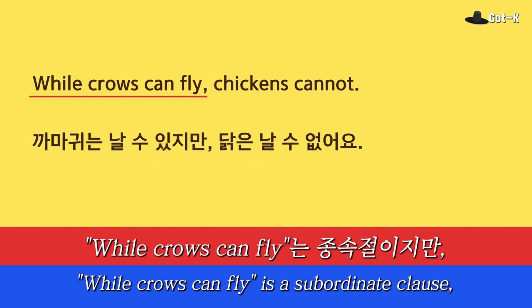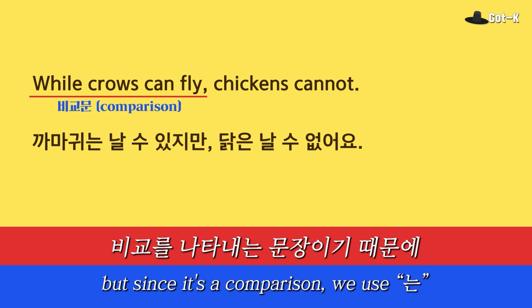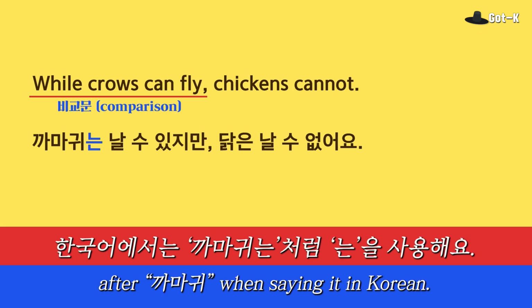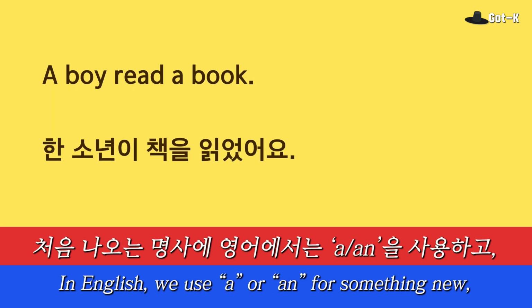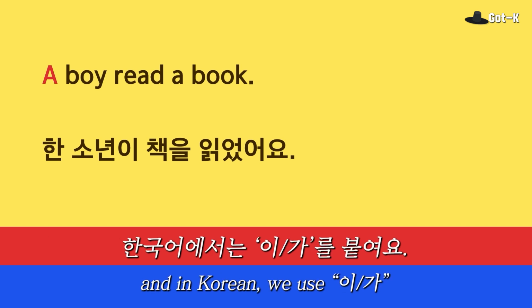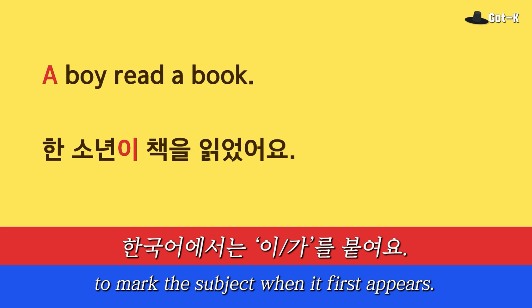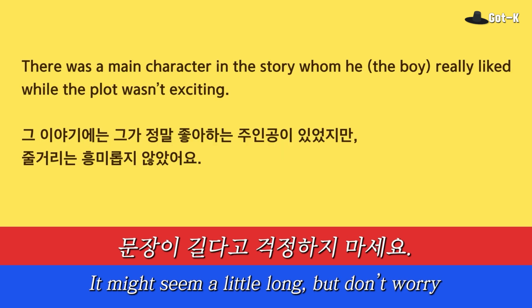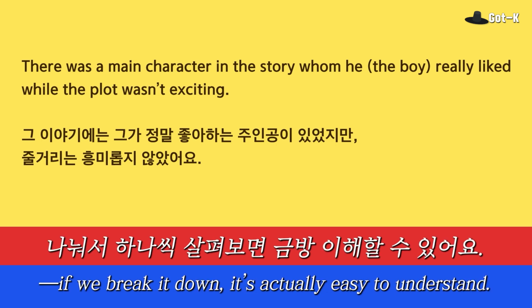While crows can fly is a subordinate clause, but since it's a comparison, we use 는 after 까마귀 when saying it in Korean. In English, we use a or an for something new, and in Korean we use 이가 to mark the subject when it first appears. It might seem a little long, but don't worry if we break it down. It's actually easy to understand.